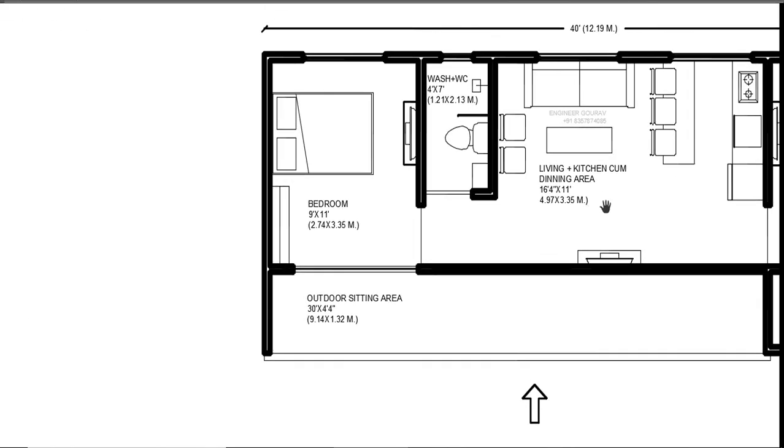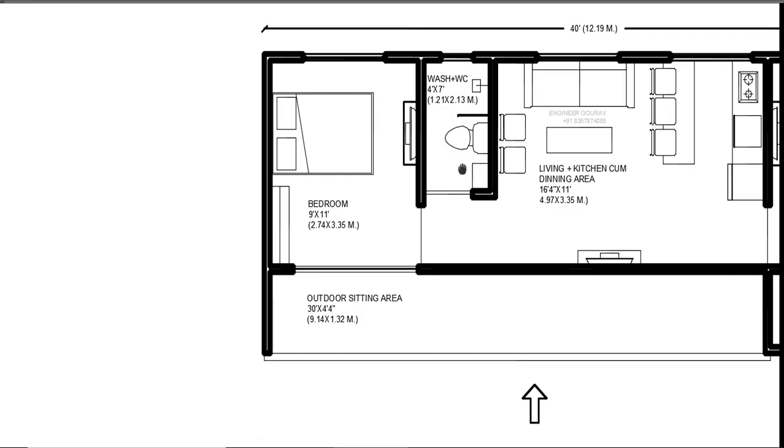So we have a living plus kitchen cum dining area. You can see here the sofa arrangement, tea table arrangement, TV unit on the front wall, and chair arrangement, a dining counter with 3 chairs, and also a kitchen cabinet with burners, sink and refrigerator arrangement. And we have 2 large size windows for ventilation and light purpose, and on the front wall we have a glass panel for light purpose also.